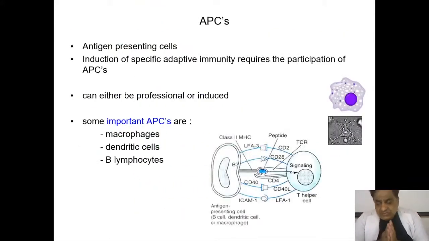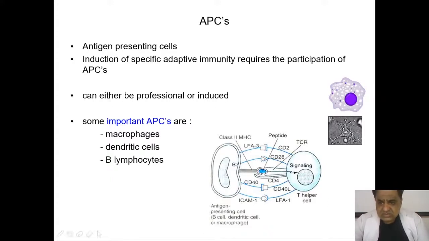Now, before B and T cells act, they need to recognize the antigen. Who does the recognition? It is the antigen presenting cell. The APC, or the antigen presenting cell, recognizes the antigen. The three important APCs are macrophages. You know the macrophages, which is a modified monocyte. Then you have specialized cells called dendritic cells.